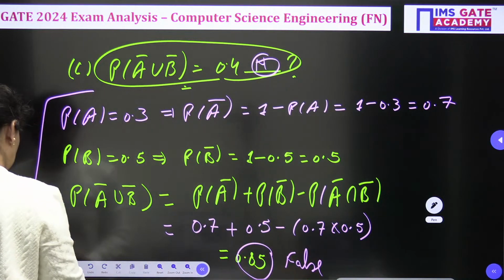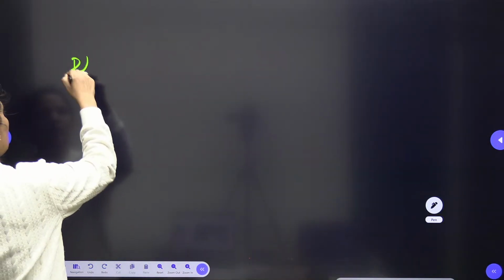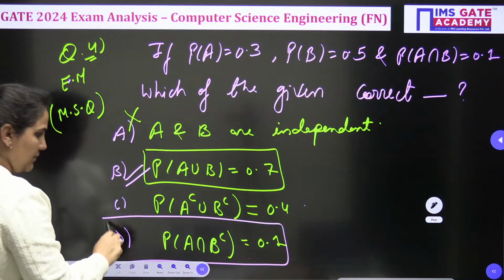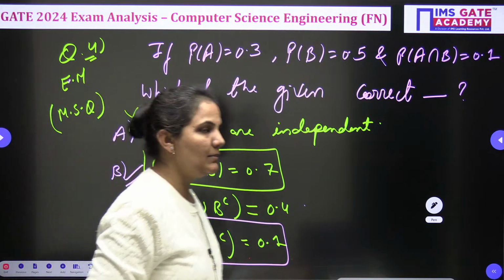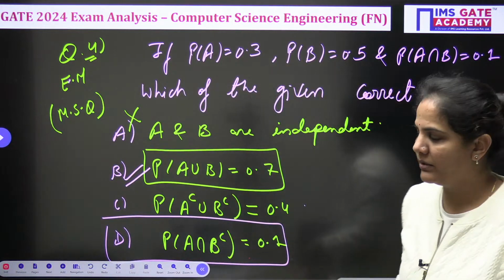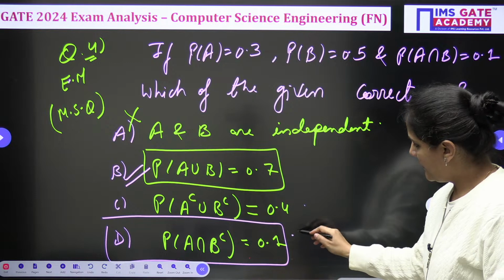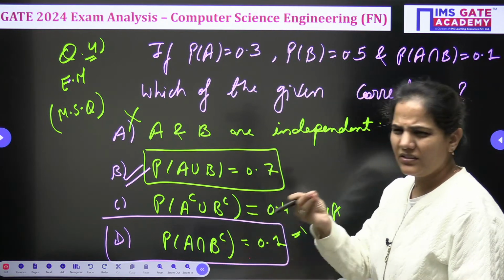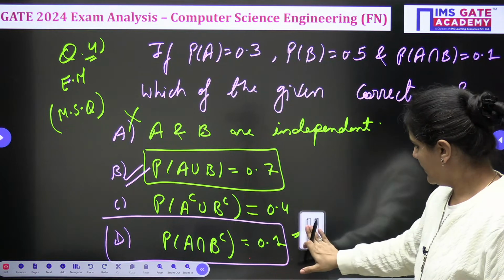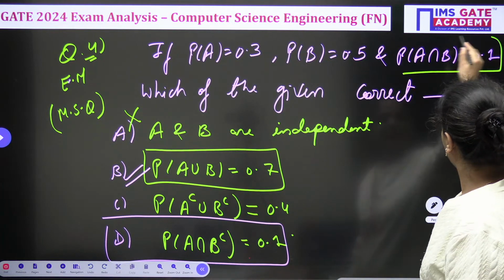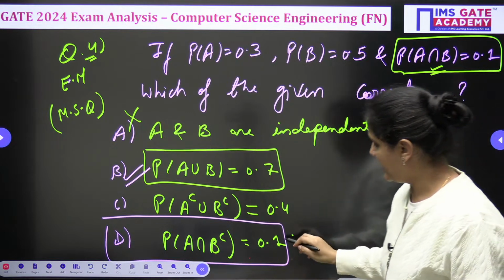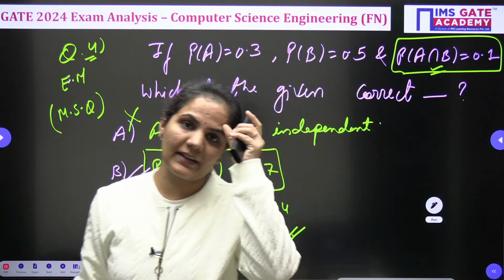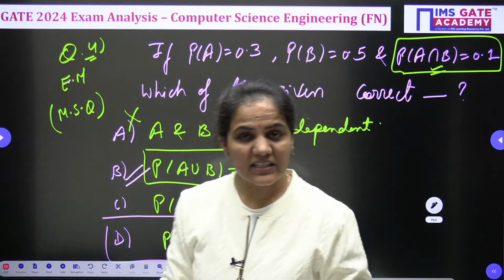Alright. Let's check the last option, option D. Option D is saying probability of A intersection B bar is 0.1, and I think it will be 0.1 only. Why? Directly you can write this. Because probability of A intersection B was 0.1, and when you are looking at the probability of A intersection B complement, that is also 0.1. Yes, it will be true.